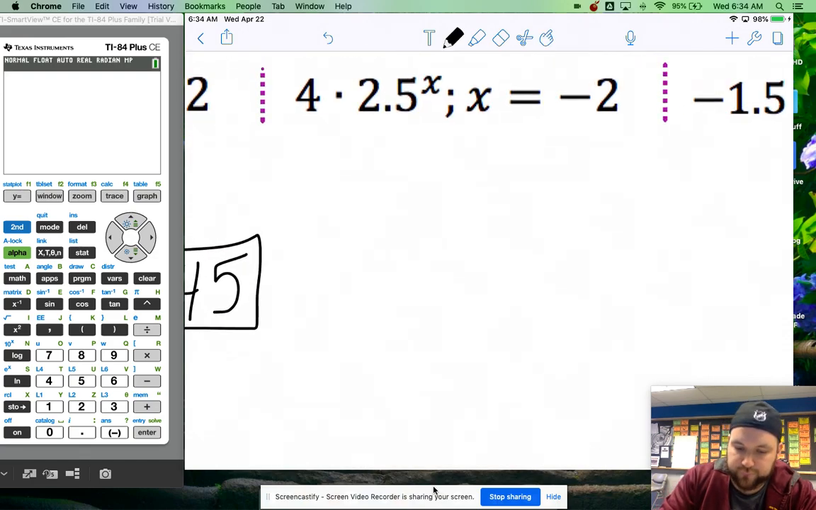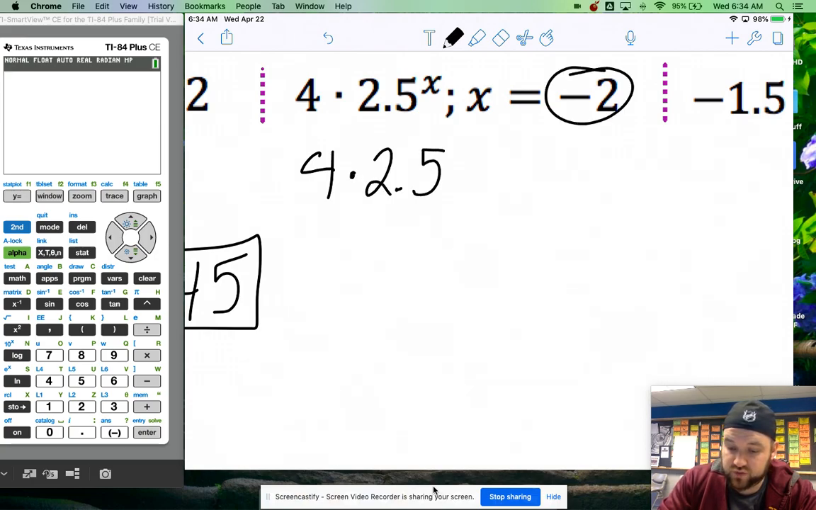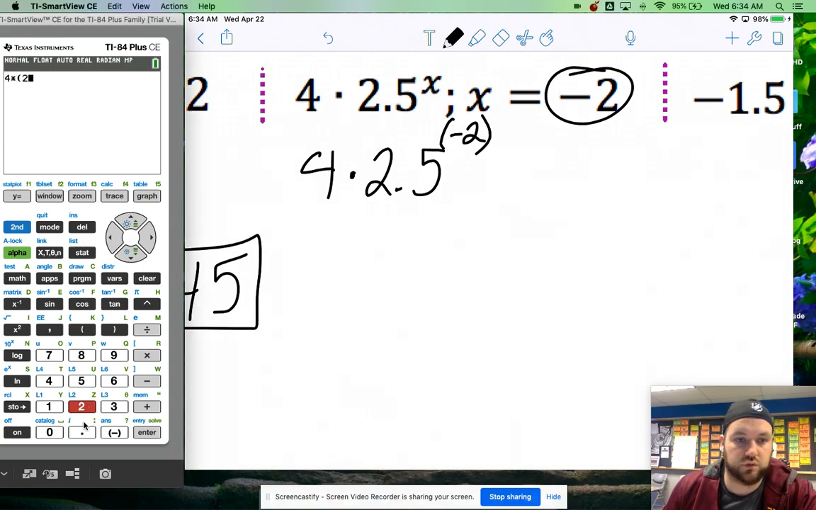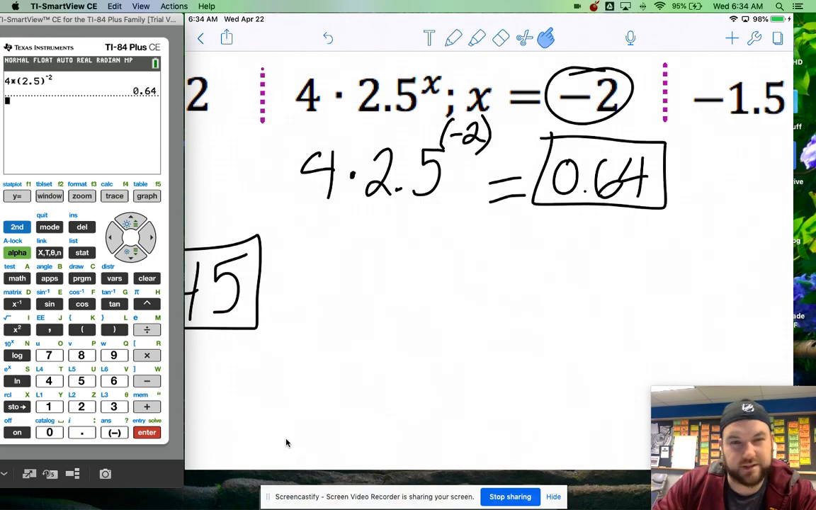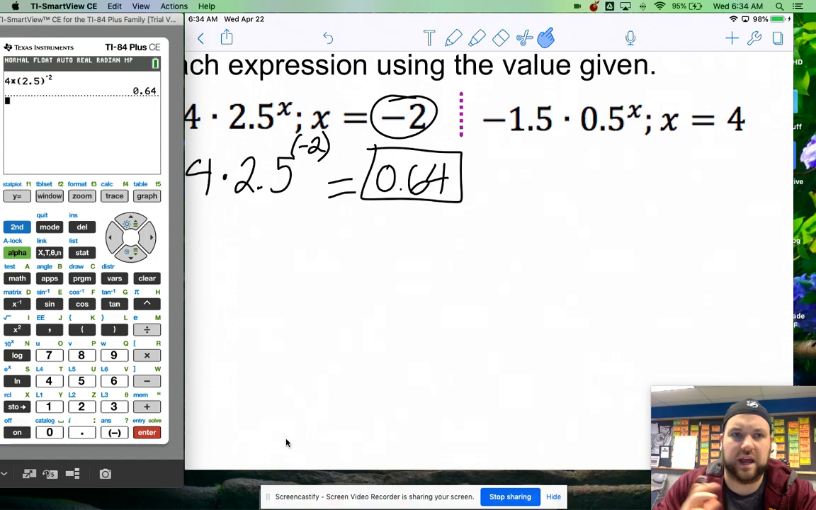Here we have 4 times 2.5, and 2.5 is going to be raised to the power of negative 2. For that, I can go to the calculator and type in 4 times 2.5 to the negative second power. I get 0.64. We're going to talk a little bit more about why it's a decimal and not a negative number in just a little bit.